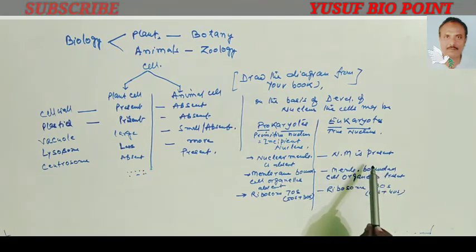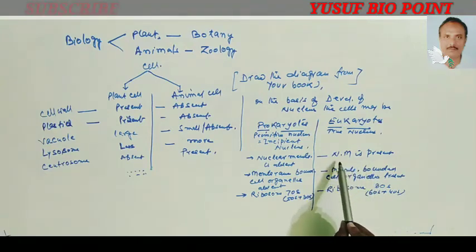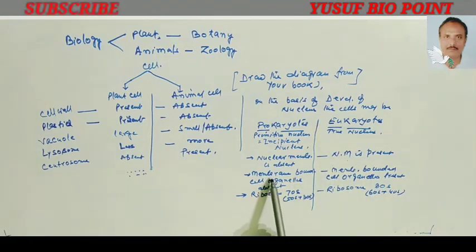it is surrounded by a membrane. Next, membrane-bound cell organelles like mitochondria, ribosomes and Golgi bodies are absent in prokaryotes, and they are present in eukaryotes. Now the ribosome is of 70S type here, and here the ribosome is of 80S type. It is composed of 50S and 30S, while here 60S plus 40S.